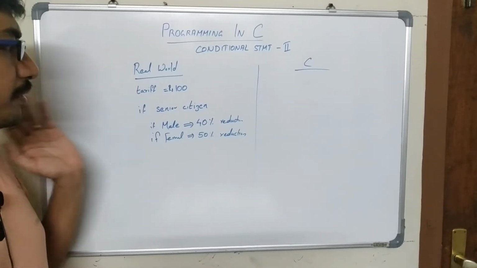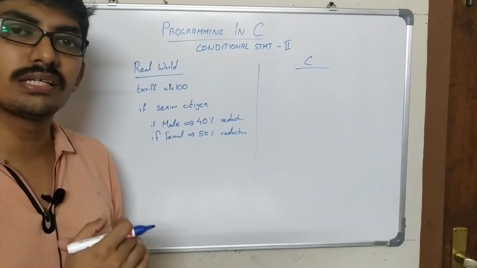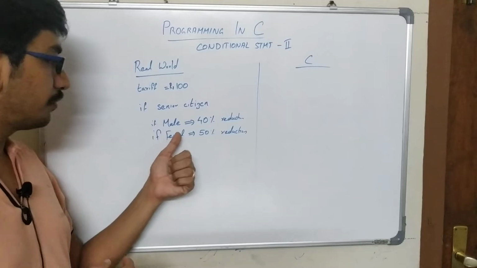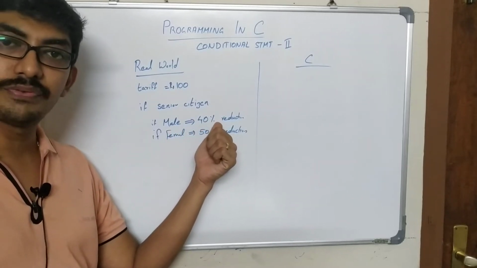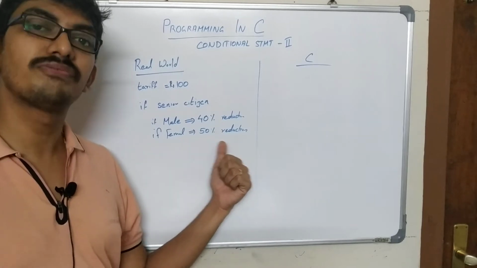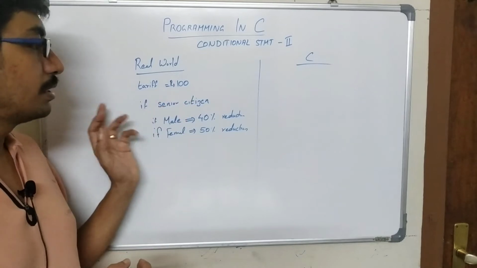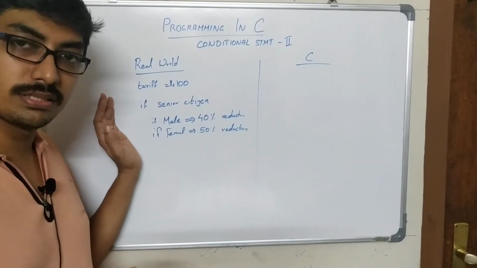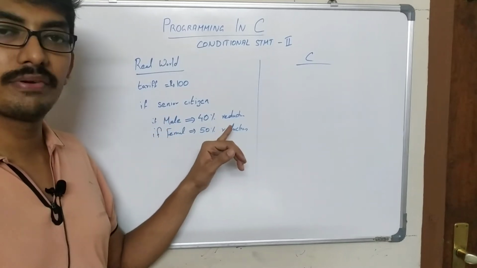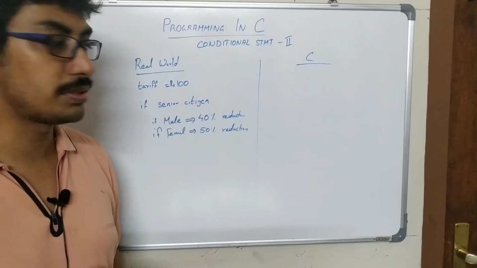Okay, so you will be having the tariff, say suppose it is 100 rupees, and if it is a senior citizen there is a reduction in tariff. And there is again one condition, if he is a male, he will be having a 40% reduction, and if it is female, she will be having a 50% reduction. So it will be like this, tariff is 100, we will have to check whether he is a senior citizen. If so, and if it is a male, we will be having a reduction of 40%, and if it is a female, we will be having a reduction of 50%.